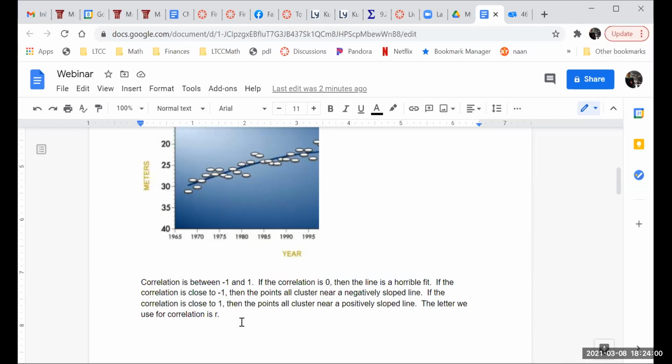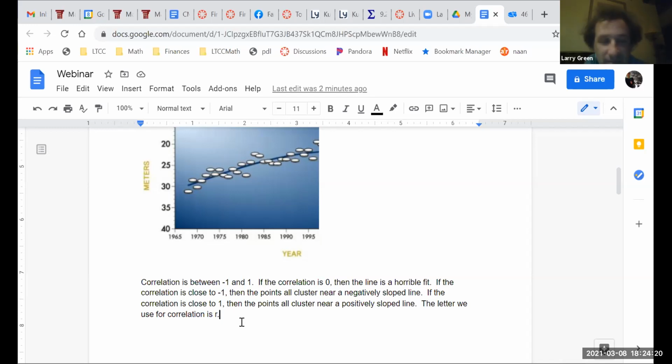I would think the elementary school would be closer to a positive 1. So give me a number. It's just a guess. 0.7. Okay, 0.7 is a good guess. I don't know for sure what it is. I would probably guess more like 0.9 actually.